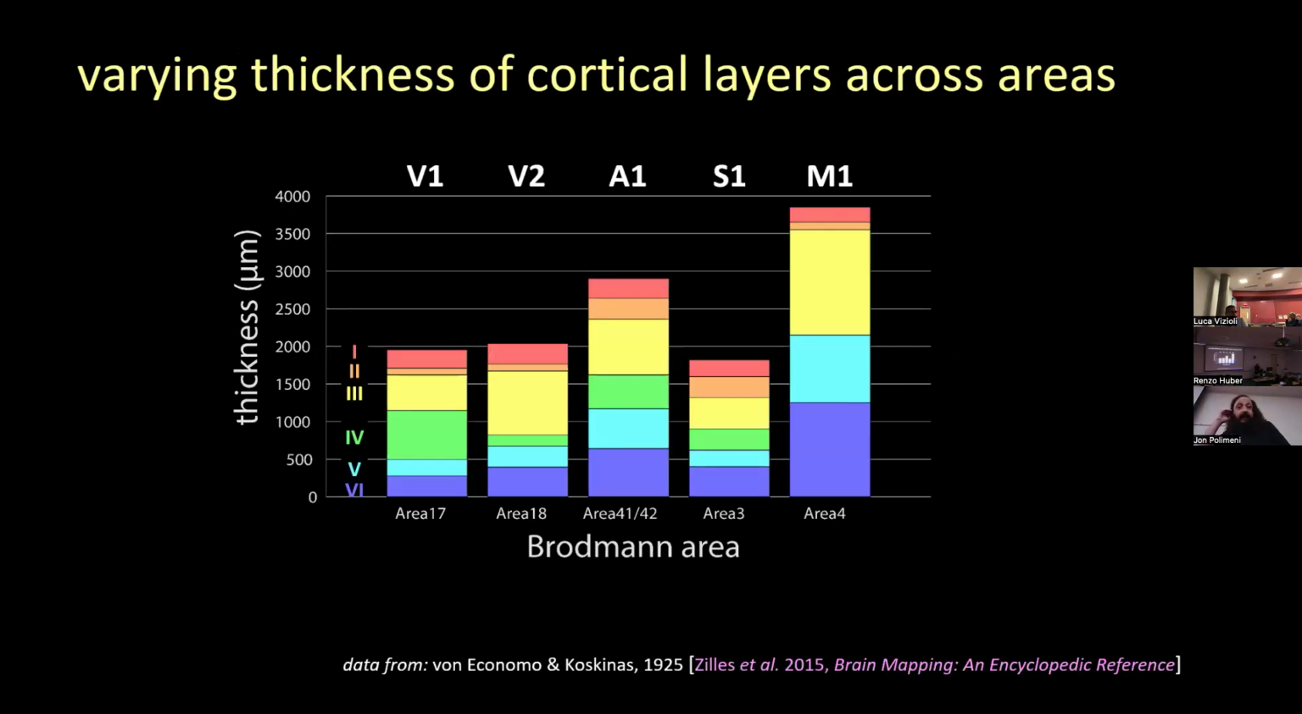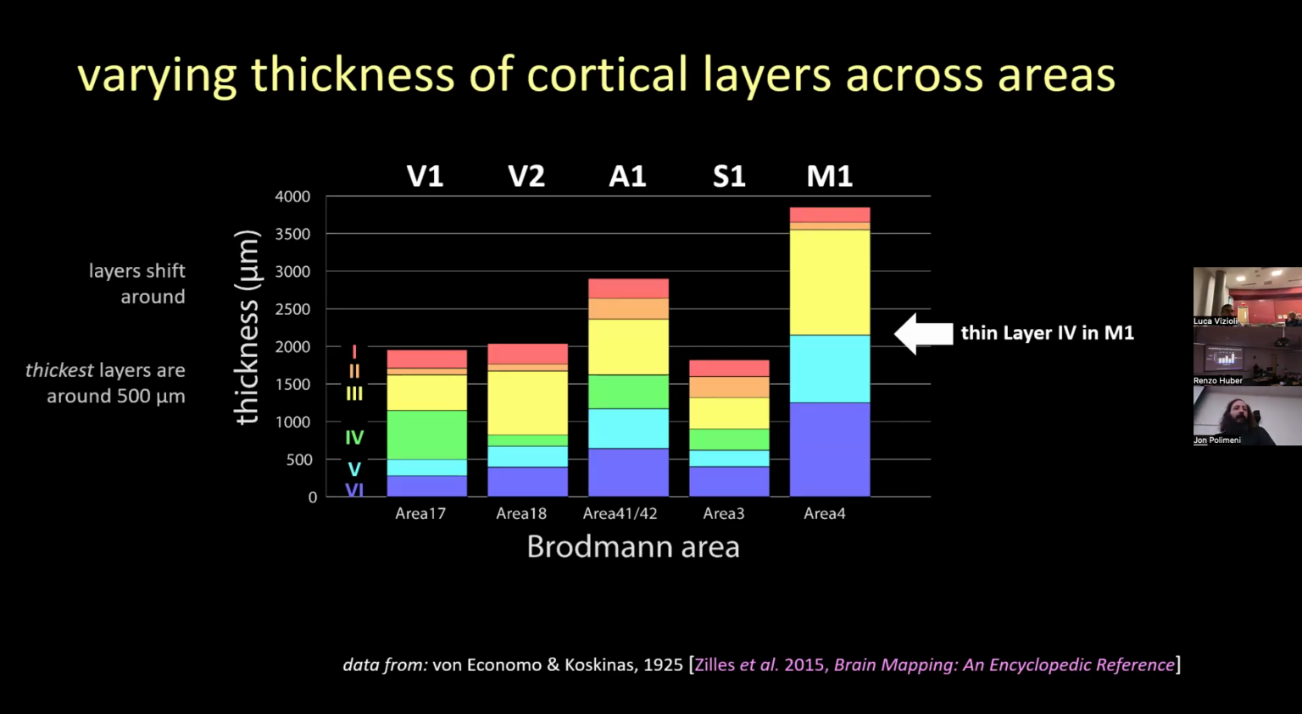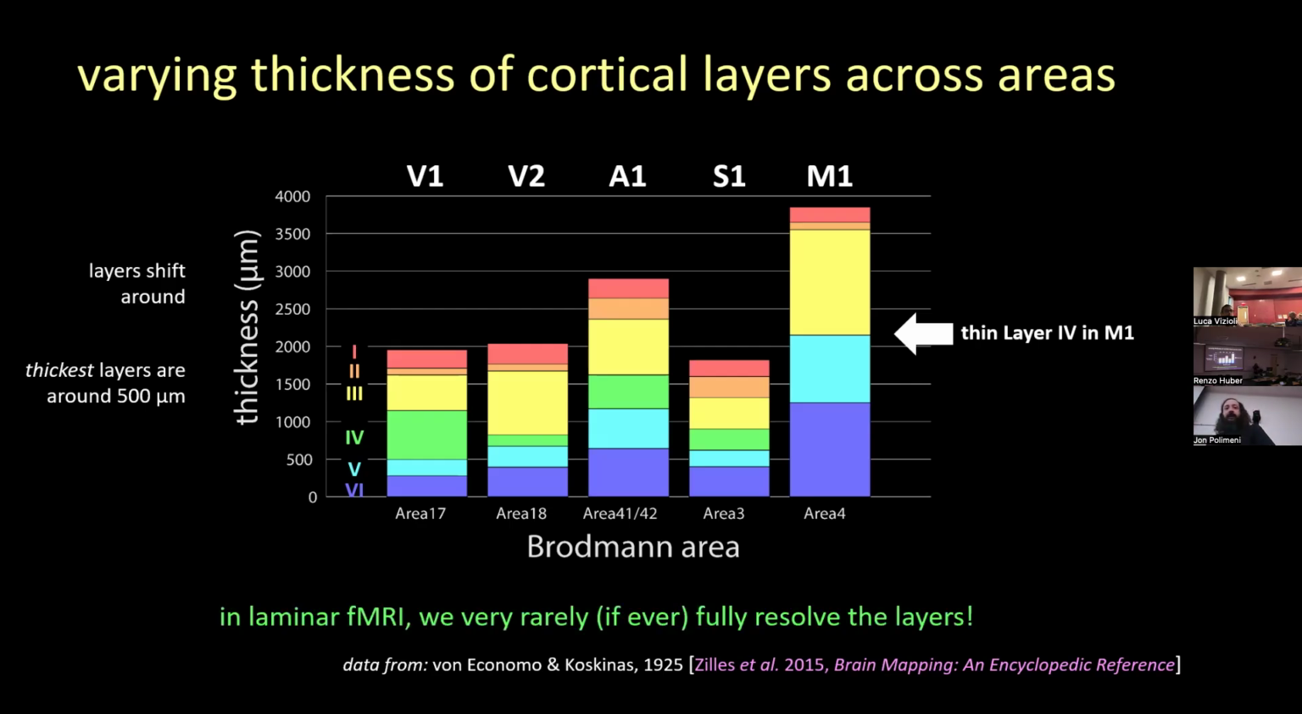So note that there's varying thickness of the cortical layers across areas. Again, here's M1, which has either an absent layer 4, depending on who you ask, or maybe a really thin layer 4. You can see here that the layers really shift around across the cortical areas, and the thickest layers are around 500 microns. What this tells us is that, in order to be able to resolve individual layers, we're going to need 200-ish micron voxels, and that's really something we can't yet achieve with fMRI. Also, it shows us that these layer positions really shift around a lot across cortical areas, even between adjacent areas, V1 and V2. Layer 4 is jumping quite abruptly. So in laminar fMRI, we very rarely, if ever, fully resolve the layers, and I think this is important.